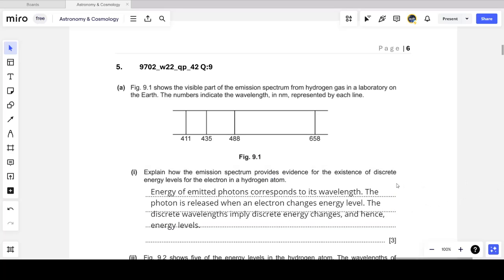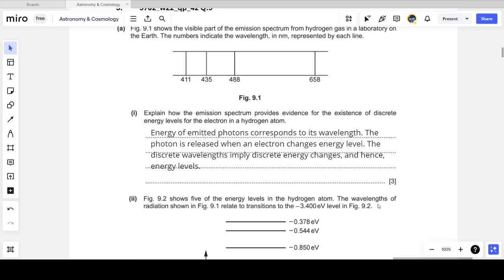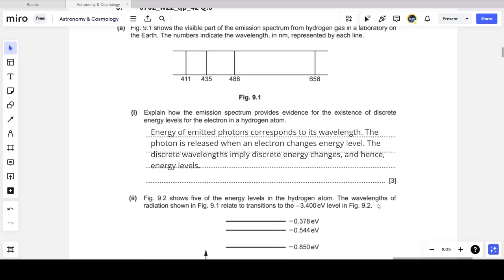That's the emission spectrum in general. This doesn't have anything to do with astronomy and cosmology. This is just about the emission spectrum on its own, so it's a little bit of quantum physics in here. The energy of the emitted photons corresponds to its wavelength, and this photon is released when an electron changes energy level. Since they are discrete wavelengths, we must have discrete energy changes, and hence discrete energy levels. So that's how the line spectrum for a specific gas proves that an atom has discrete energy levels. And it happens for all atoms and hence all elements.